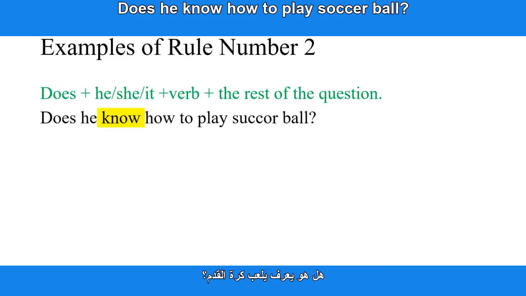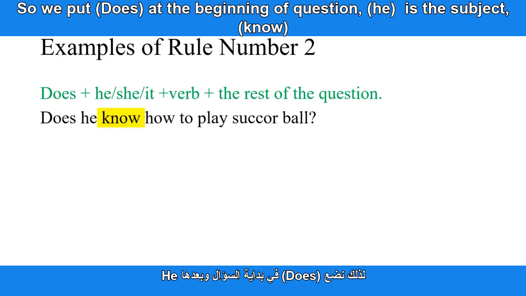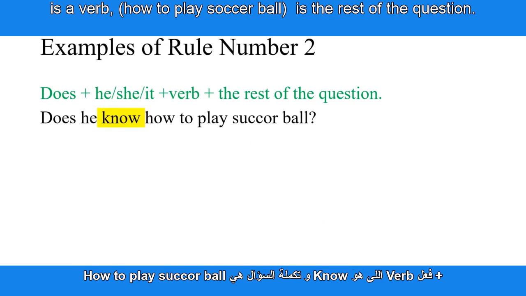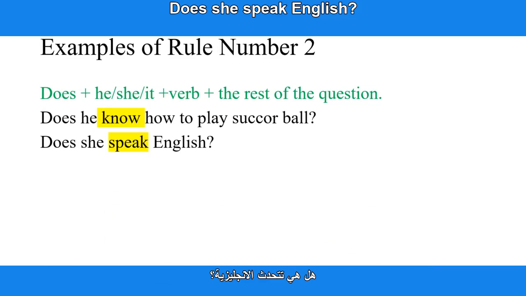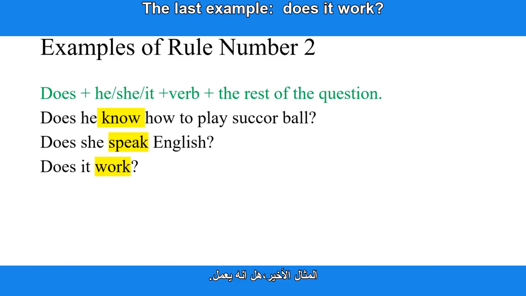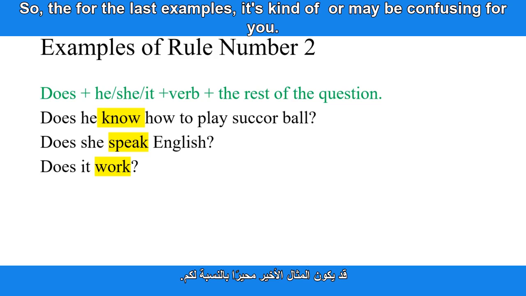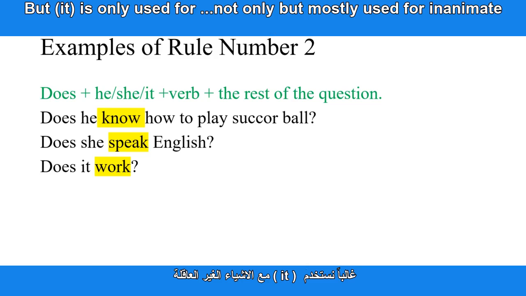Does he know how to play soccer ball? So we put "does" at the beginning of the question. He is the subject. Know is the verb. How to play soccer ball is the rest of the question. Does she speak English? The last example, does it work? The last example may be confusing for you, but it is mostly used for inanimate objects.